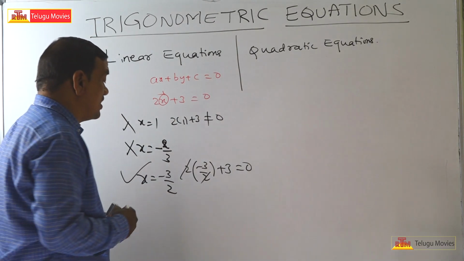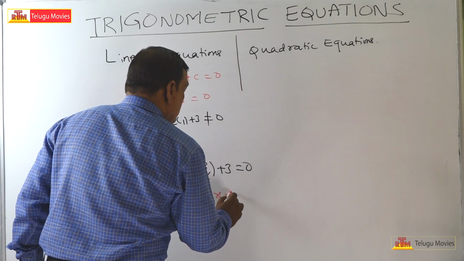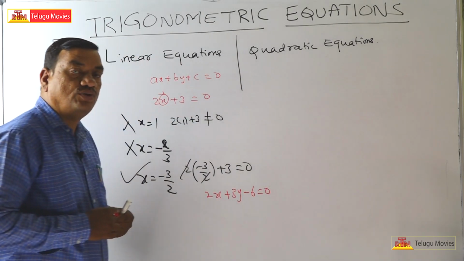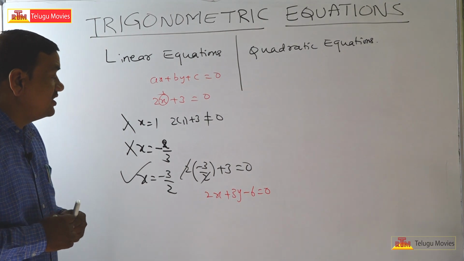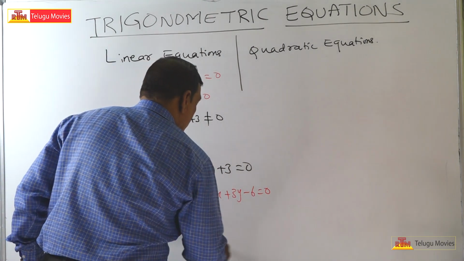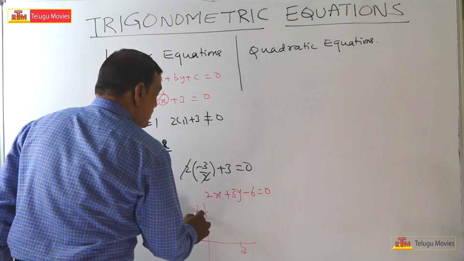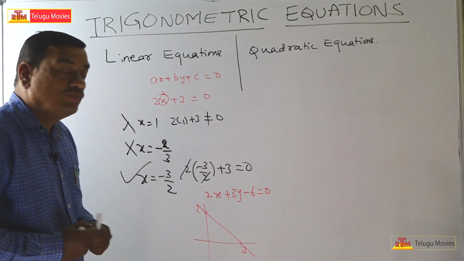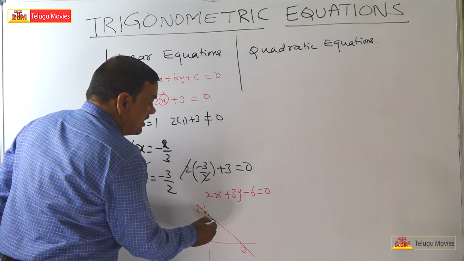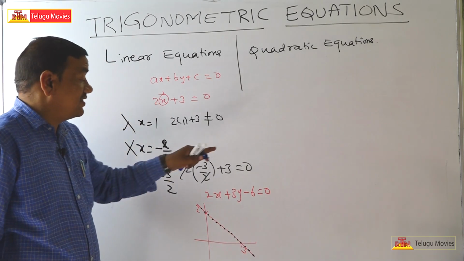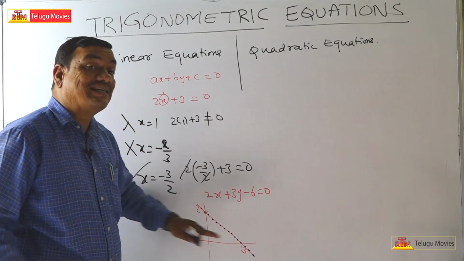If two variables are there, for example, 2x plus 3y minus 6 is equal to 0, it is a straight line in which the x-intercept is 3 and the y-intercept is 2. If you join these, it is a straight line. Then how many solutions will you get? You will get an infinite number of solutions for this equation. Here two variables are there, x and y.